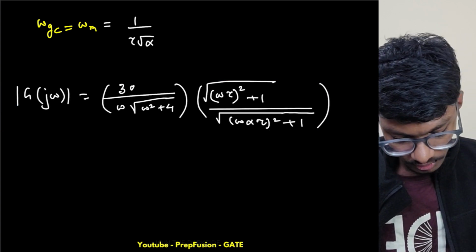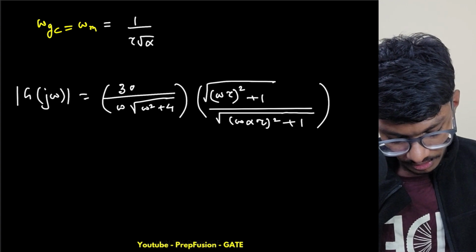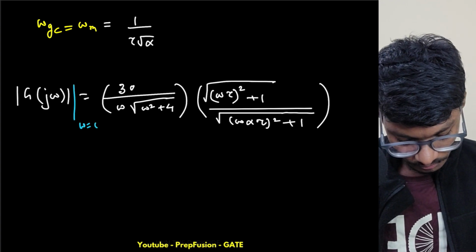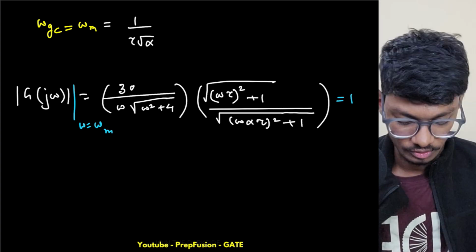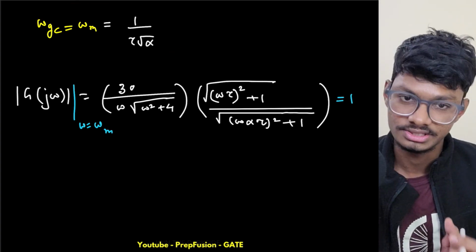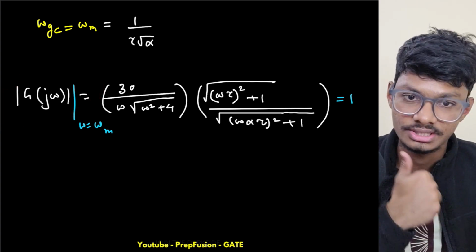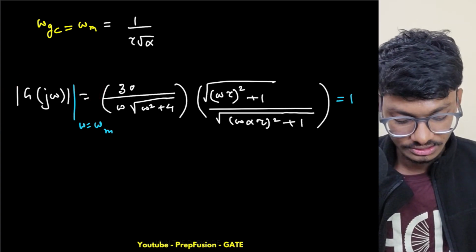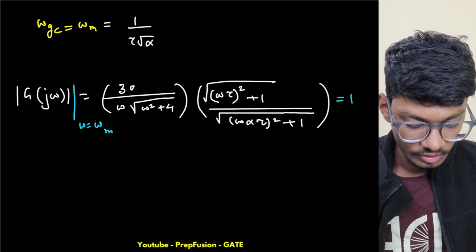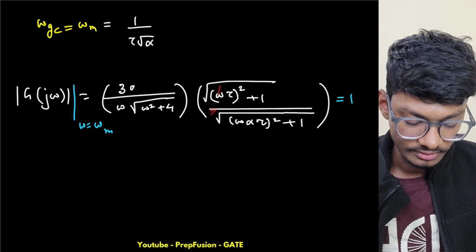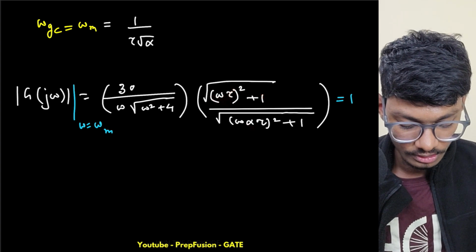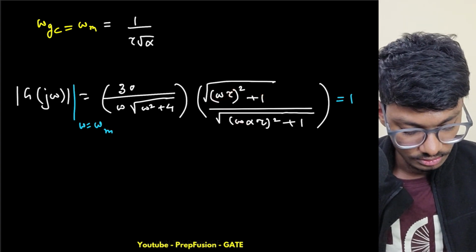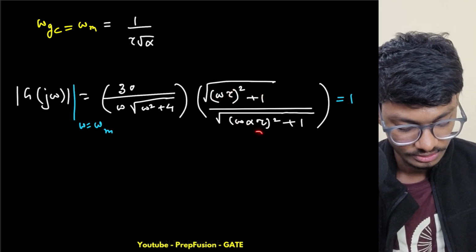Okay, now if I put this at omega m, this should be equal to 1, because this is what I'm talking about. So omega g should be equal to omega m for this compensated system. So for this compensated system, if I put here omega m, what will happen is 1 by tau under root alpha, tau will get cancelled, this will be alpha square plus 1, and here also I will have 1 by alpha square plus 1.